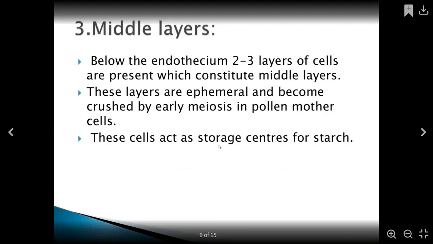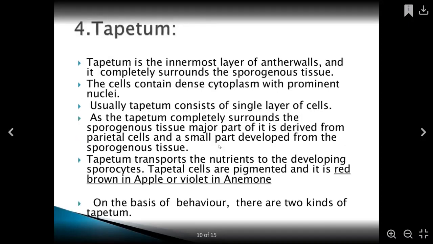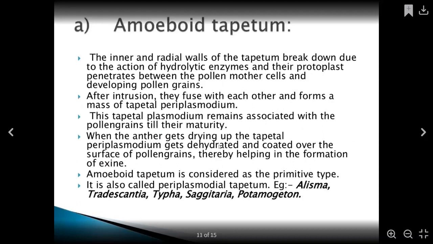Below the endothecium are 2 to 3 layers of cells, the middle layers. They are ephemeral and become crushed by the early meiosis in pollen mother cells. They act as storage centers for starch. They are the food preserving part of the anther. Almost all the starch products are stored in the middle layers of the anther. So this is the tapetum.